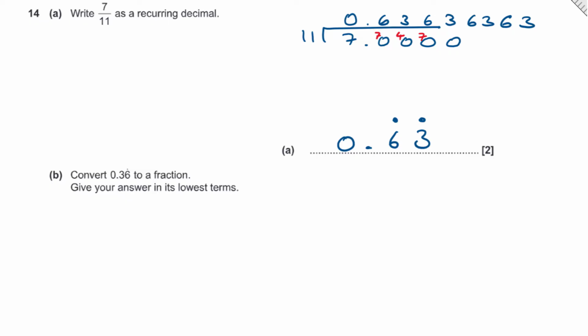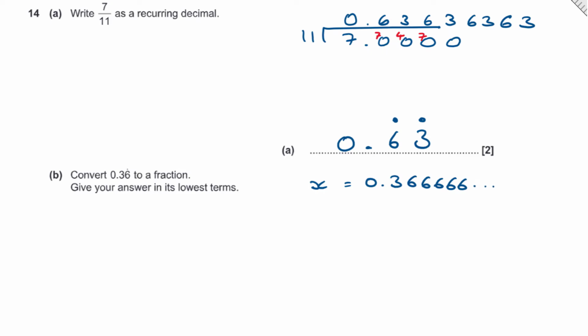B, convert 0.36 recurring into a fraction, give your answer in its lowest terms. Okay, so now we've got 0.36666. I'm just going to write that down. Okay, so I'm going to write x is equal to 0.366666 and so on, an infinite number of 6s.